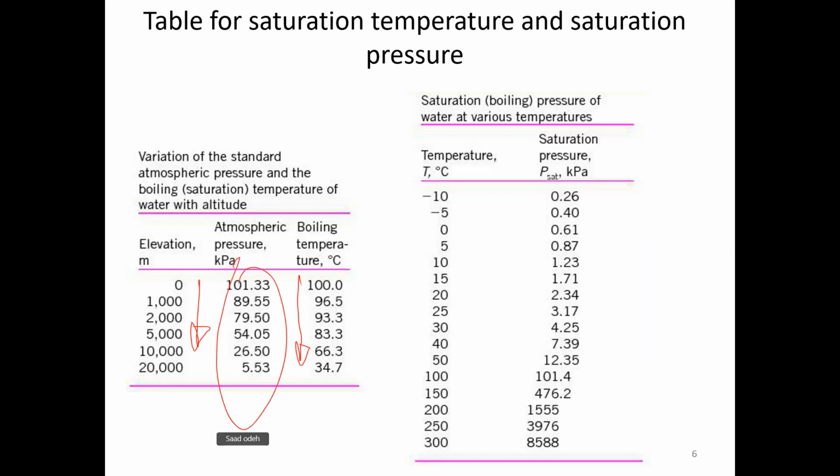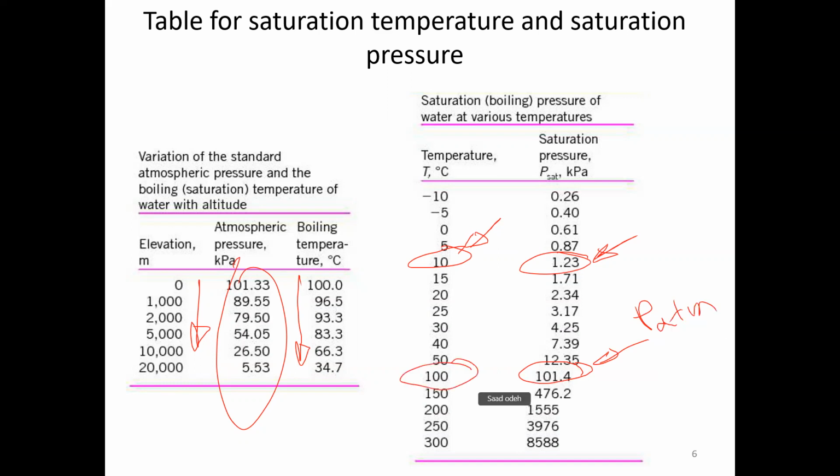Okay, and saturation pressure against temperature. So for each temperature, we have a saturation pressure, or you can say at this pressure, we have this boiling temperature. Same thing. So until we reach this pressure, which is almost the atmosphere, this is where we have boiling at 100.